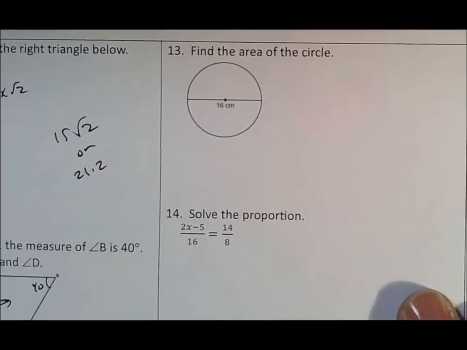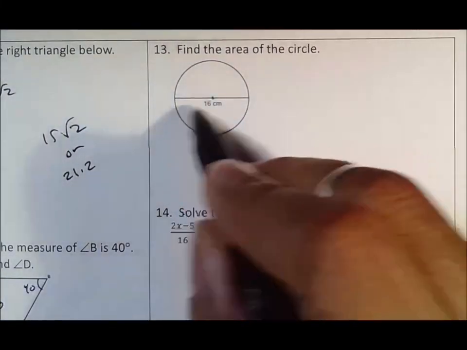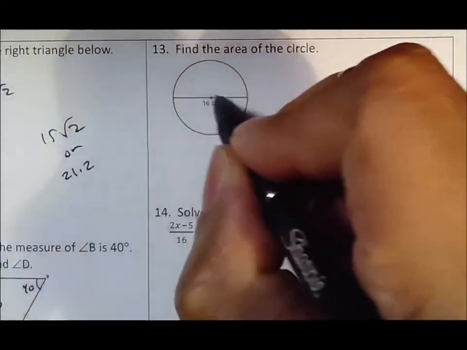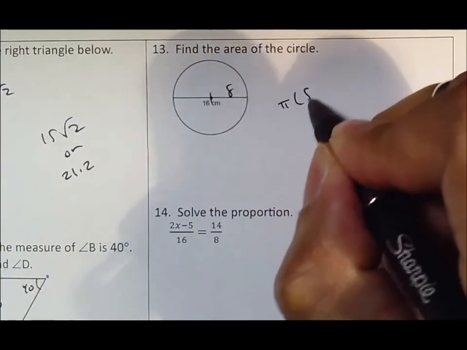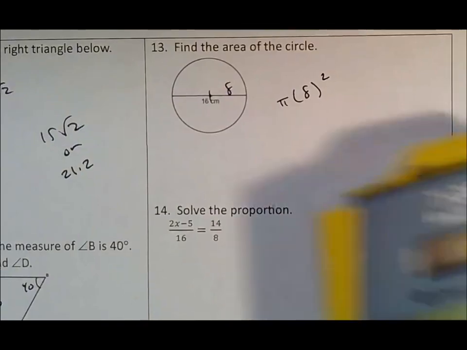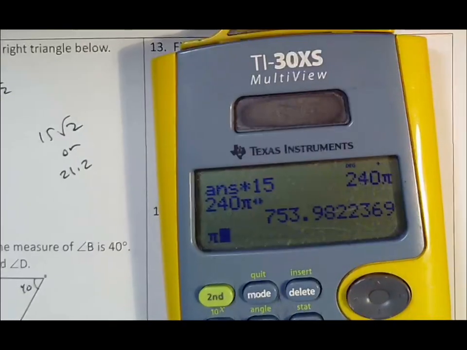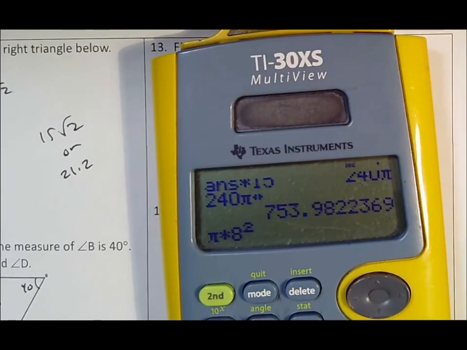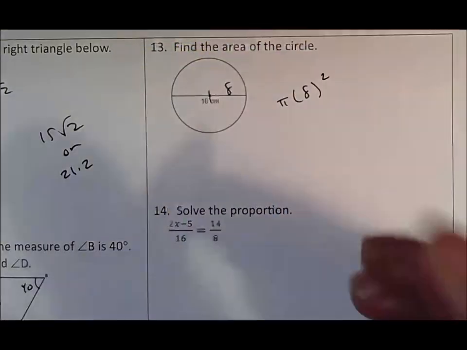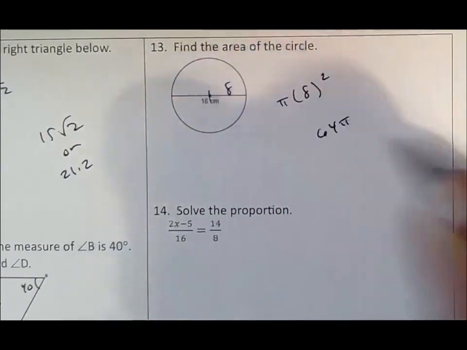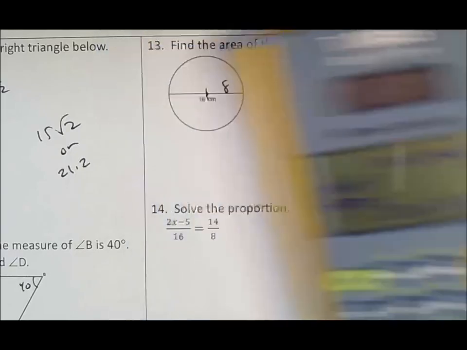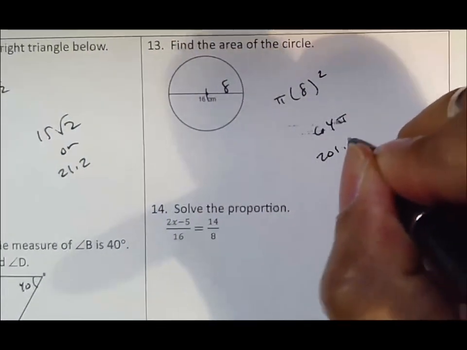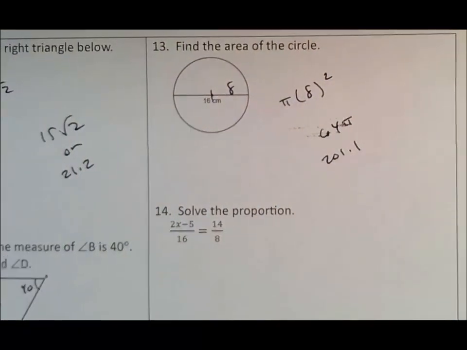On number 13, find the area of the circle. Remember that this is not the number you need. You need half of that, which means that we need to use 8. So pi times 8 squared is what we're looking at there. Again, straighten your calculator, which is 64 pi. Or again, if you convert that, you end up with 201.1 as your answer there.